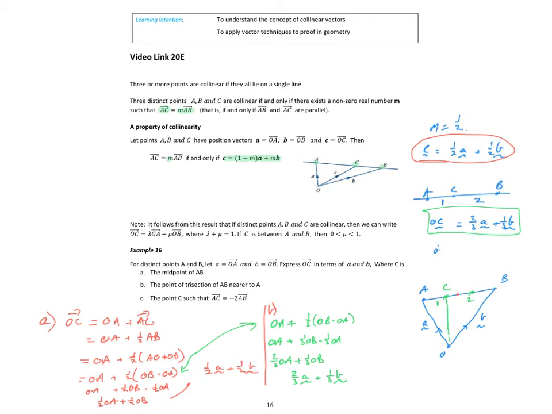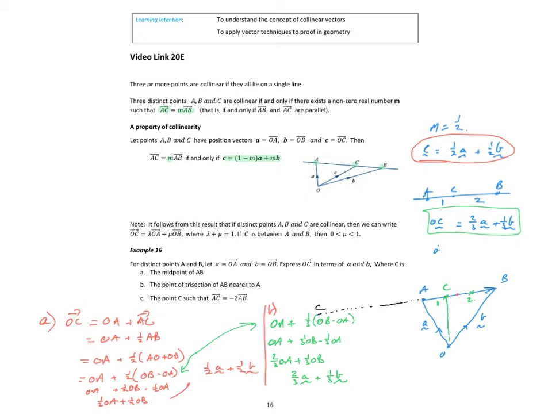Running out of room. Part C. I guess we can still do the diagram, can't we? So let's grab a blue pen. AC is -2 times AB. So really AC must be, if that's AB, twice that size in the opposite direction. So C must be sort of out here somewhere.